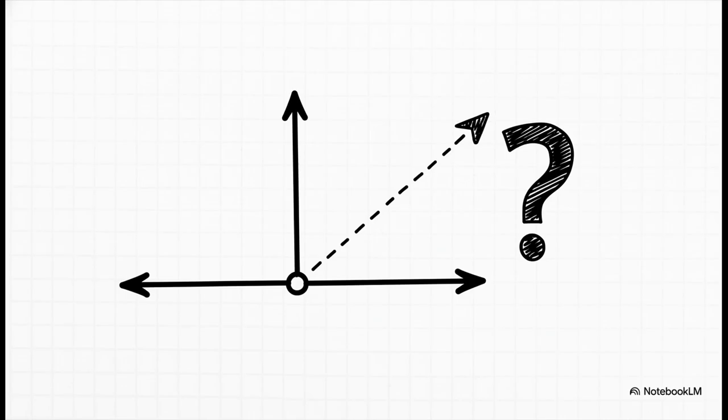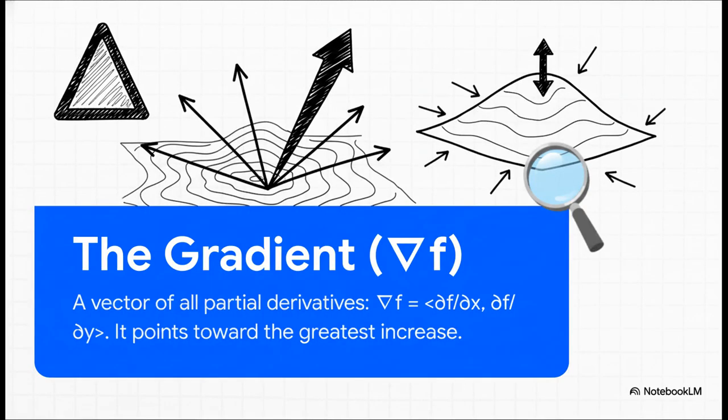This is the crucial question, isn't it? Knowing the slope if you walk east and the slope if you walk north is great, but what if you want to walk northeast? Or, in any other random direction? Partial derivatives by themselves, they just don't tell us. We need some way to combine all that information. And that is exactly what the gradient does.